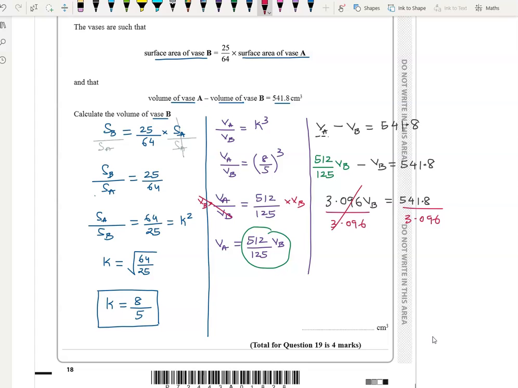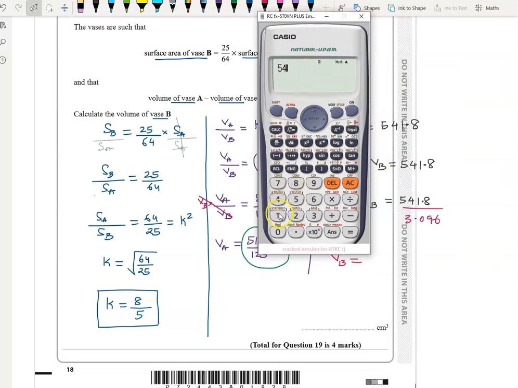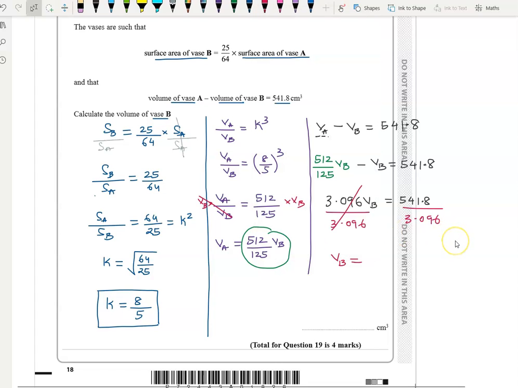So on the left hand side, this will get cancelled. So volume of B equals, we put this in the calculator, 541.8 over 3.096. That gives me 175. So your final answer, volume of B is 175 cubic centimeters. Okay. Moving on to the next question.